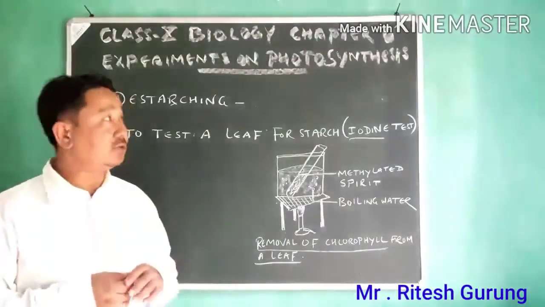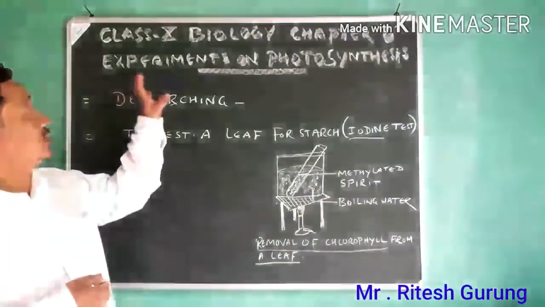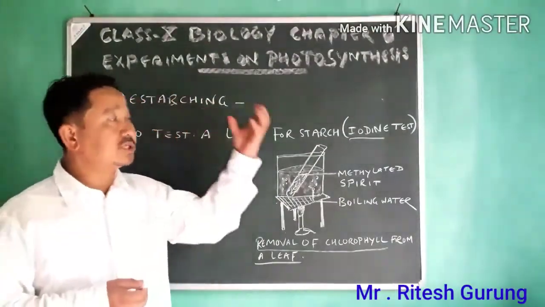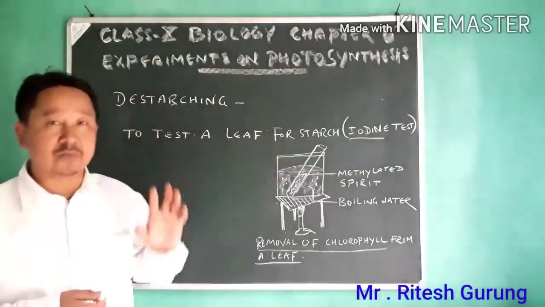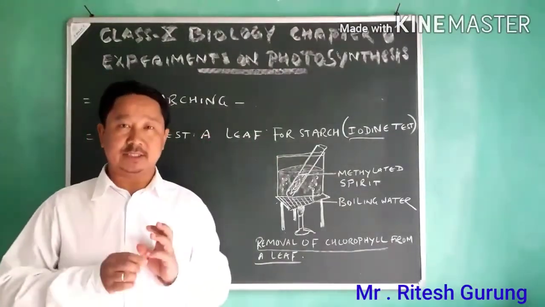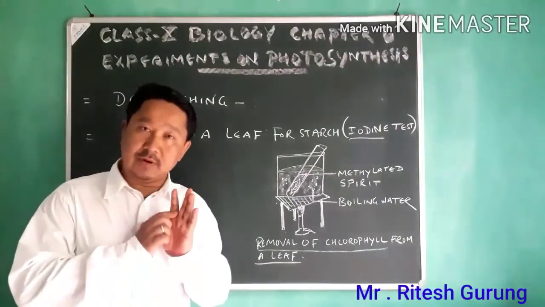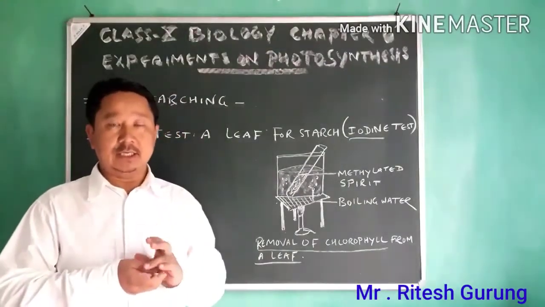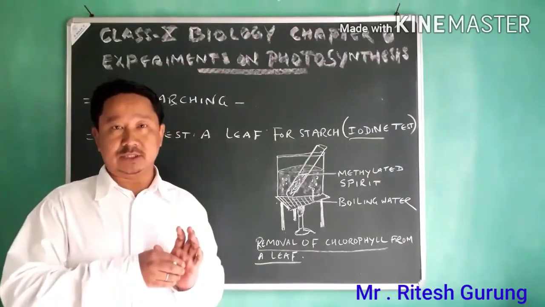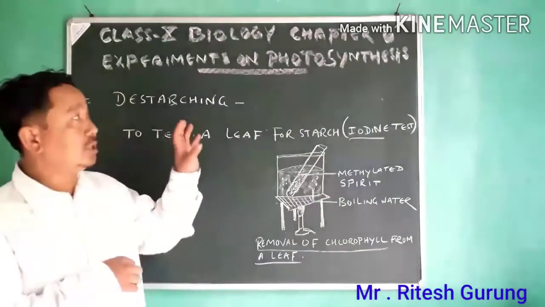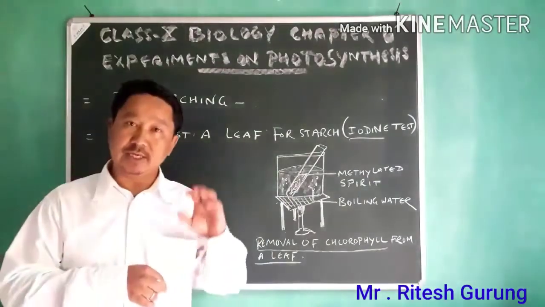Today, in this session, we'll do experiments on photosynthesis, to confirm or prove that the different components like carbon dioxide, chlorophyll, and sunlight are needed for photosynthesis. To prove whether it is true or not, we'll do the experiments today.